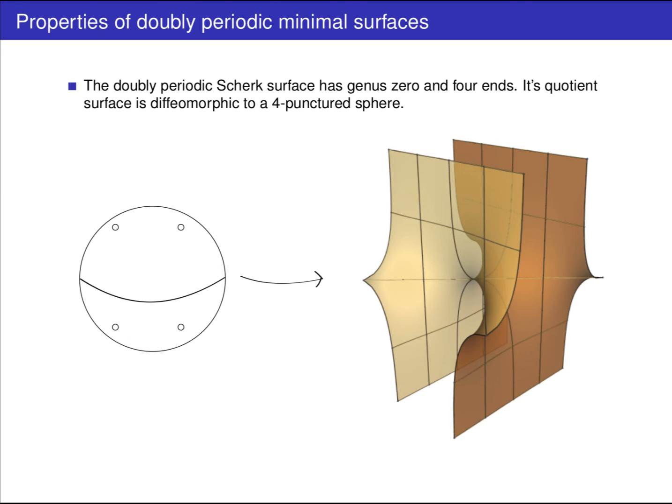So the doubly periodic Scherk surface has genus 0 and 4 ends. Its quotient surface is diffeomorphic to a 4-punctured sphere. So again, each of these 4 punctures here on the sphere corresponds to each of these annular ends in the quotient, or the half planes if we're viewing the surface in R3.